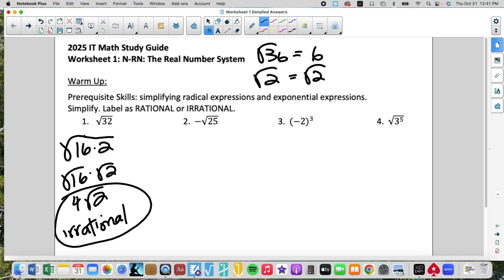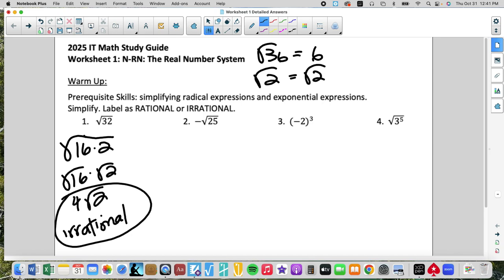Why did I choose 16 and 2 as opposed to 8 and, no, 9 and 4, 2 and, no, 3, no, 4. 4 is a perfect square, 5, 6. Well, it's a perfect square in there. I'll show you it later.